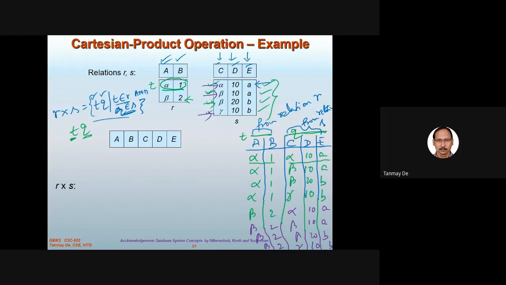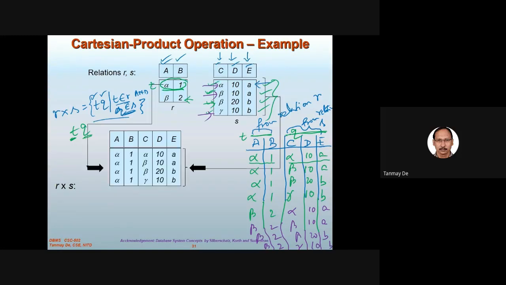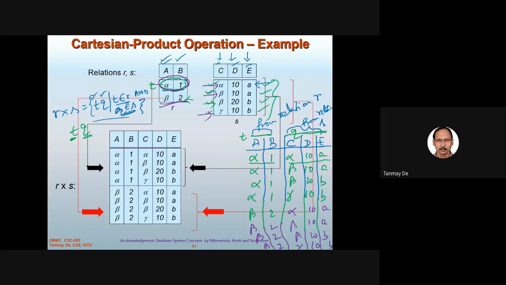Is it clear? That is the main thing. The tuple, this one, comes from relation R, and each of the tuples comes from relation S, and we got this one. Now when we consider this part, that is beta 2, for that this part is added.